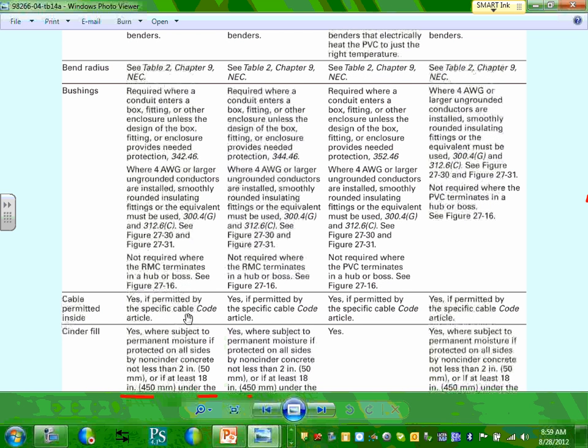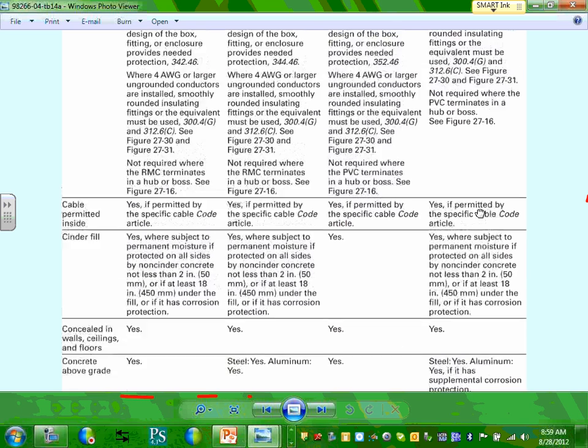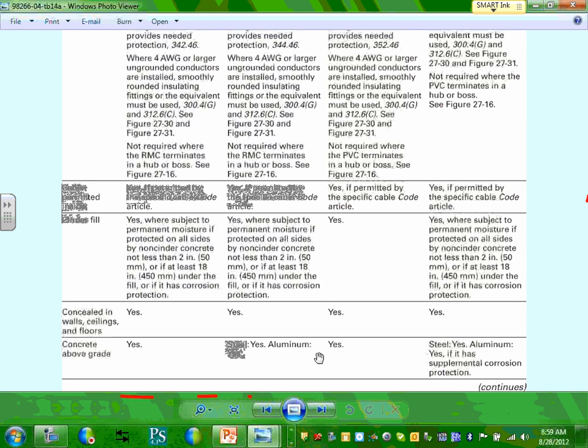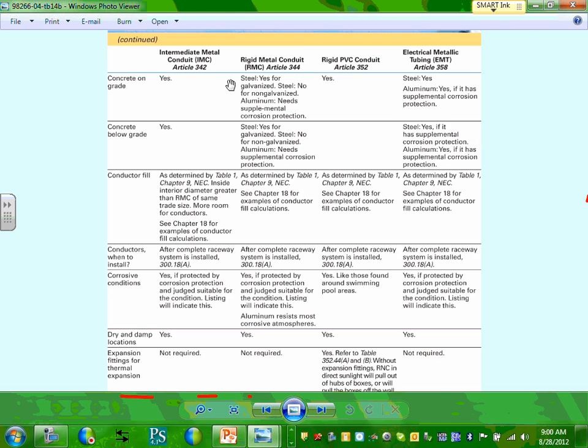Cable permitted inside it, almost all of them are yes. Cinder fill, can you put them in cinder fill? Some are yes, with some exceptions. Concealed in walls, bring it on. Concrete above ground, bring it on. Steel, yes. Aluminum, though rigid, EMT, you don't put the aluminum EMT here. There's limitation because there's aluminum and steel ones. So that's kind of what they did, guys, for them here.